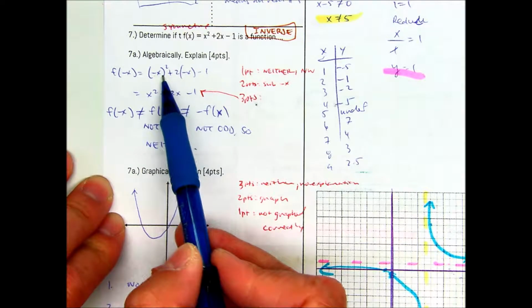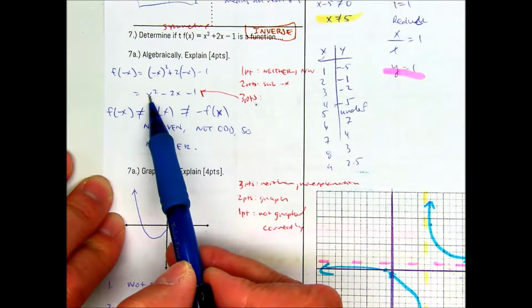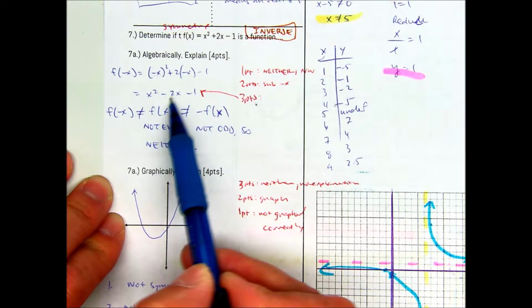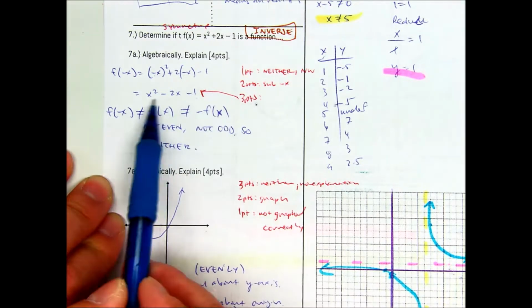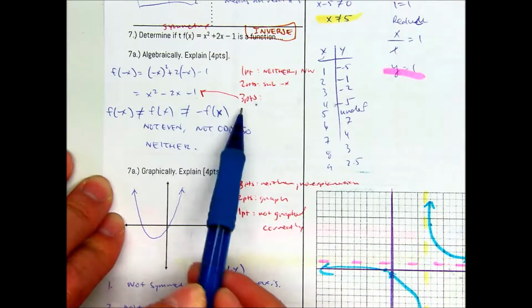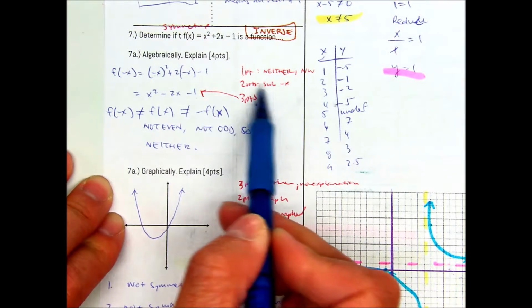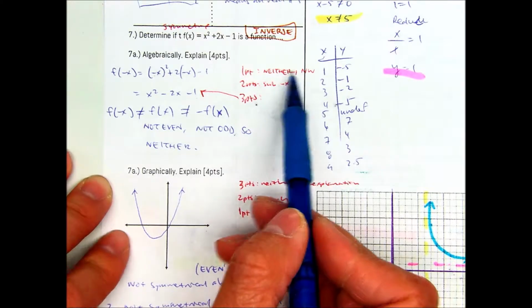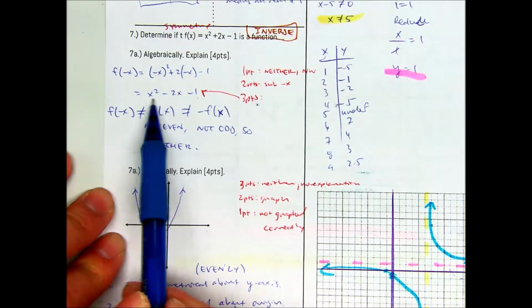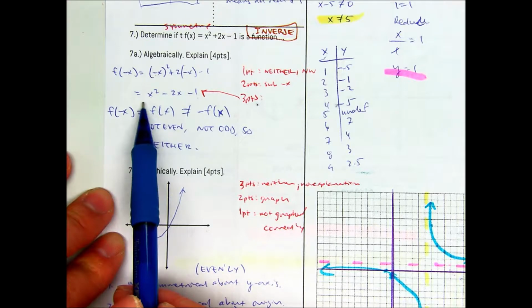If you got this but didn't make any notations, I gave you 3 points. If you did a substitution of negative x, I gave you 2 points, and 1 point if you wrote neither but showed no work. How do you know the answer is neither? Well, if it was exactly the same as the original, it looks close, but you have a negative sign here and a plus sign here, that means it's not even.